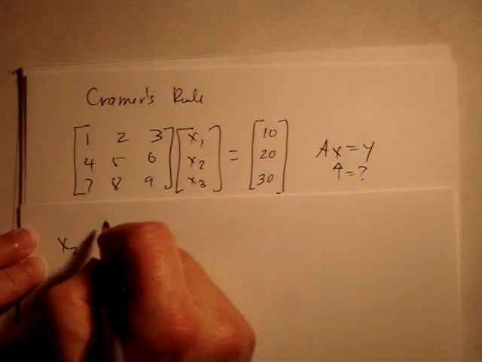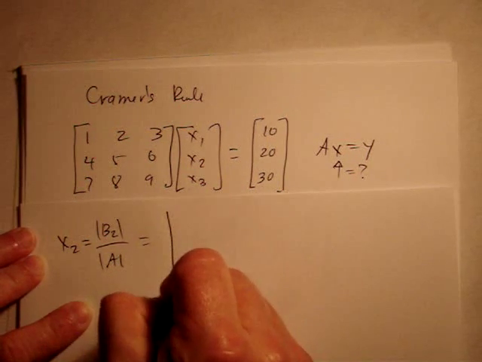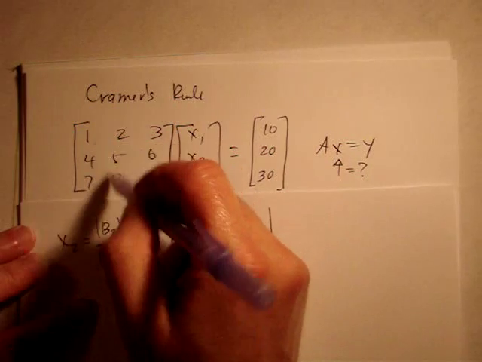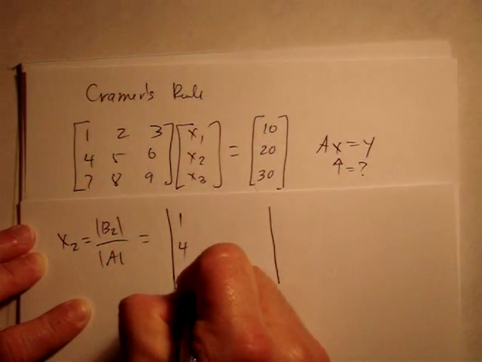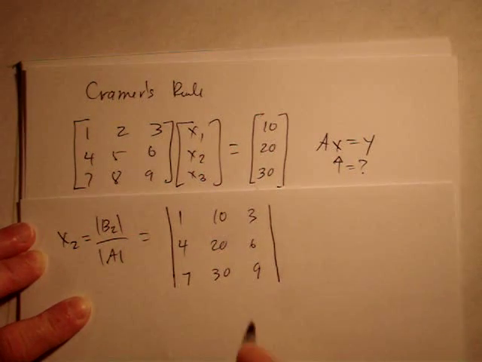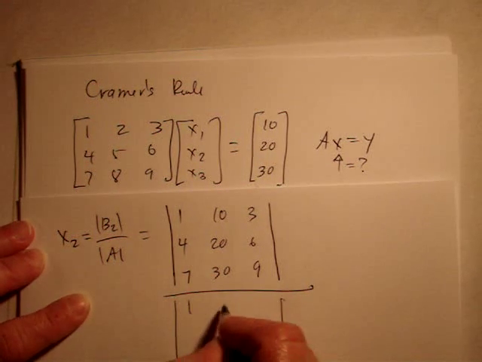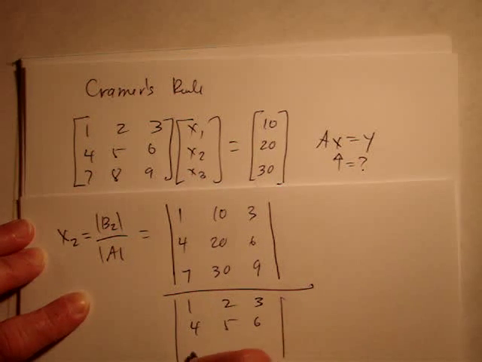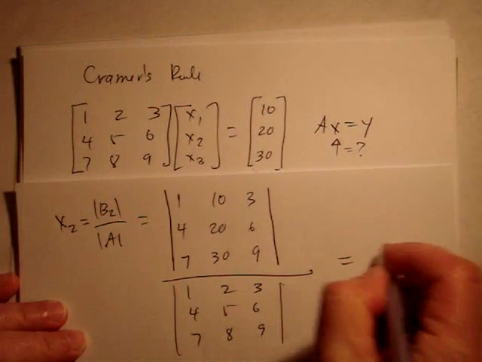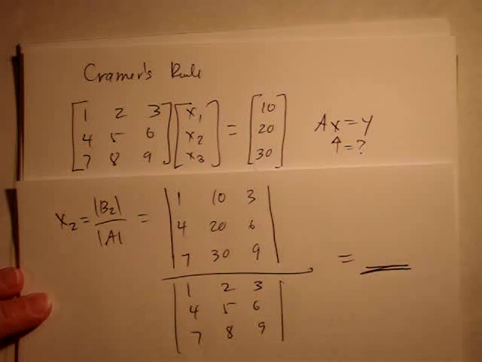Well, x2 is the determinant of b2 over the determinant of A. Now we're going to take our answer column and put it in the place of the 2 position. So we'll have 1, 4, 7, 10, 20, 30, and then 3, 6, 9. And so that's our b2, and then again just the determinant of A underneath. Once you calculate the determinant of A, and hopefully it's not 0, this part is not needed to be calculated every time. You can just divide and get your number for your answer for x2.